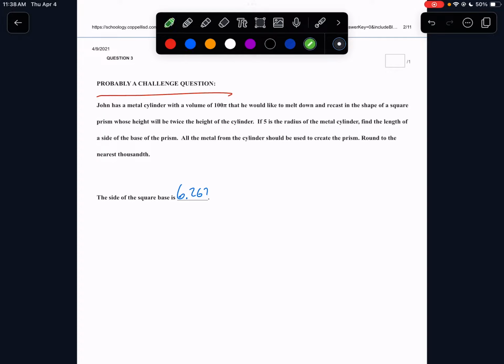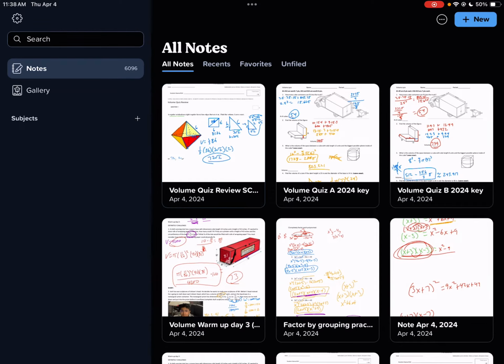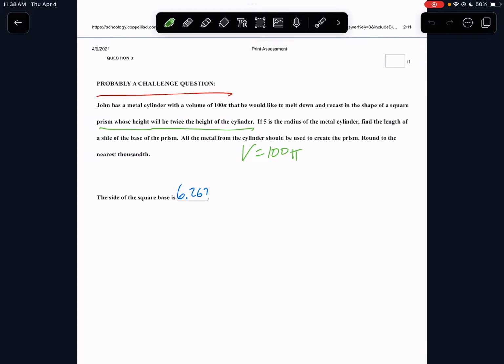Let's say John has a metal cylinder that has a volume of 100 pi. So this cylinder has a volume of 100 pi, and he's going to melt it down. Well, when you melt down and recast, you don't lose any volume. So then we have a square prism whose height will be twice the cylinder. Does square prism mean cube? No. Square prism does not mean cube. So if I draw a square prism, it just means that the base is a square. So it could look like this. It might be a cube, but it doesn't have to be a cube.